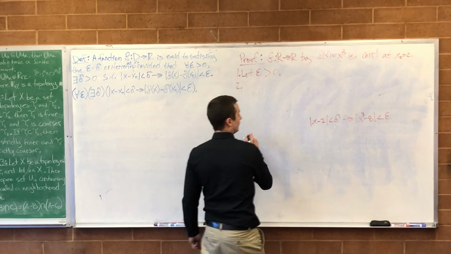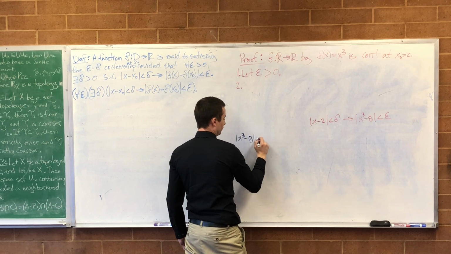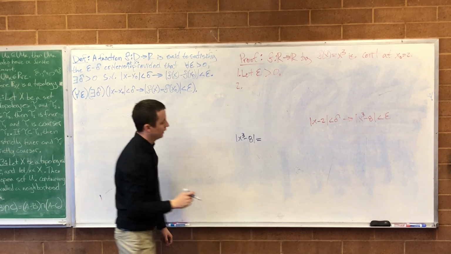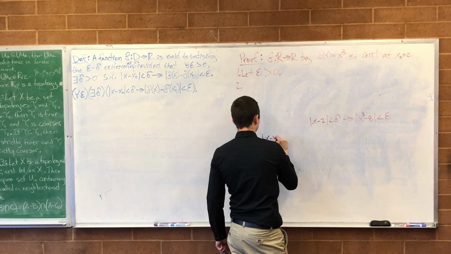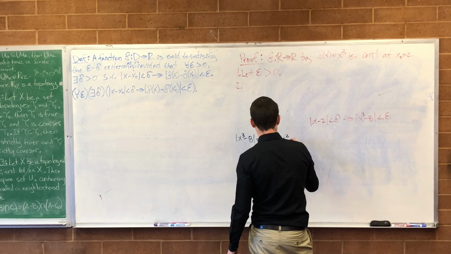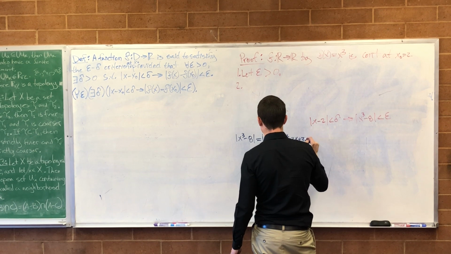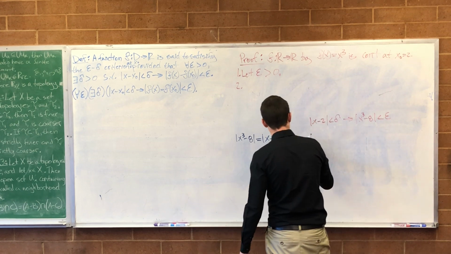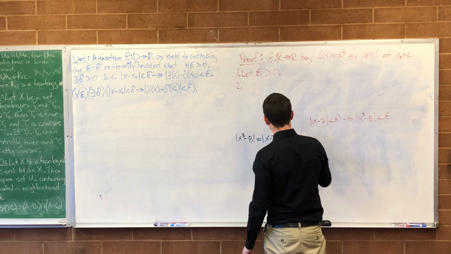So let's see. We know that x cubed minus 8 is going to equal, factor out an x minus 2, so that's x minus 2 times something. What do we get when we factor out x minus 2? We get x squared plus 2x plus 4. Am I doing that right? x squared plus 2x plus 4.